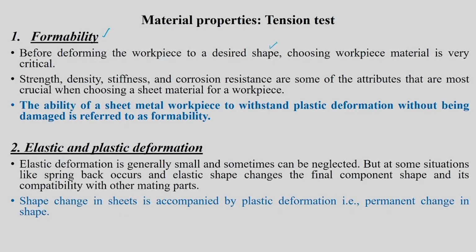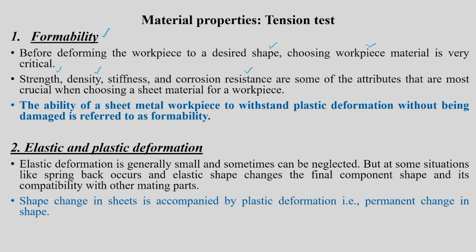So before deforming the workpiece to a certain desired shape, choosing workpiece material is very critical. This is what I was telling you, which is the first point. Strength, density, stiffness, corrosion resistance are some of the attributes that are most crucial when choosing a sheet material for a workpiece. So what is the strength? How strong it is? What type of density you have? How stiff is the material? Whether corrosion resistance is significant or not, that depends on the application it's going to have. Or some of the attributes or quality that we look into.